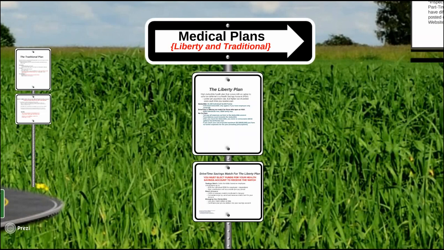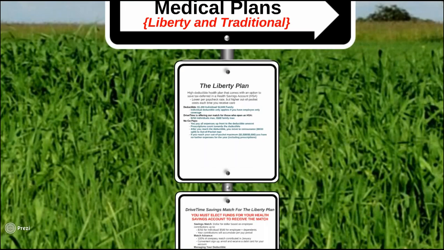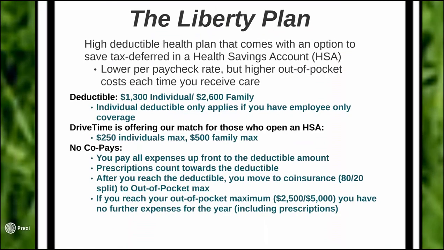So let's talk about the medical plans. We have 2 plans, the Liberty Plan and the Traditional Plan. We'll go ahead and start with the Liberty Plan. The Liberty Plan is a health savings account. The match is up to $250 for individual coverage and up to $500 for family coverage.